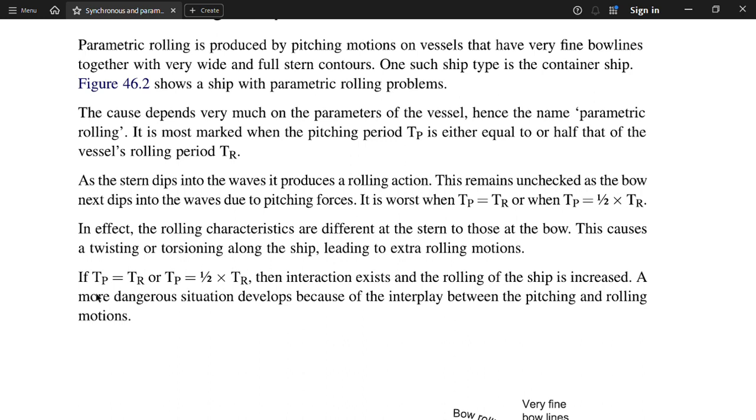Now if TP is equal to TR or TP is equal to half of TR, then interaction exists and the rolling of the ship is increased. This will increase the rolling of the ship. A more dangerous situation develops because of the interplay between the pitching and the rolling motion.